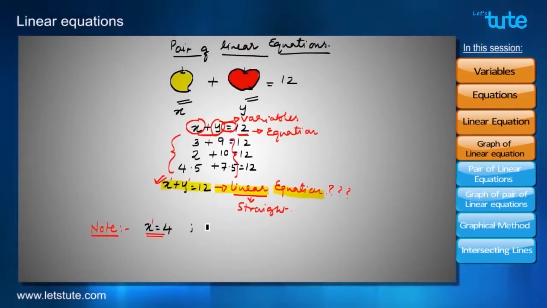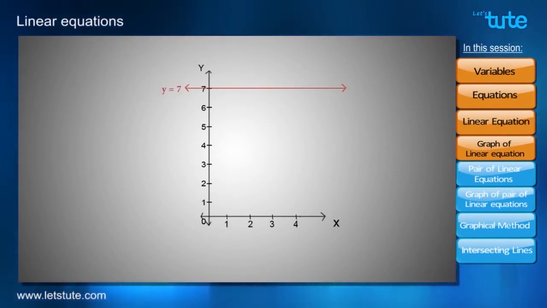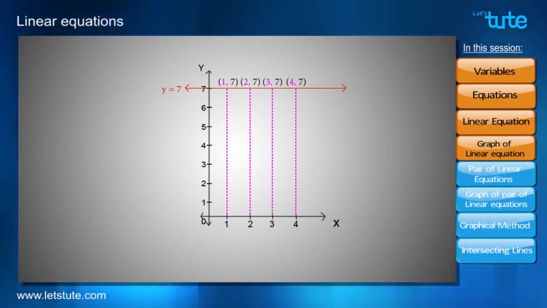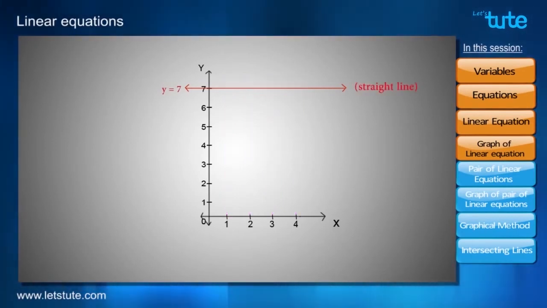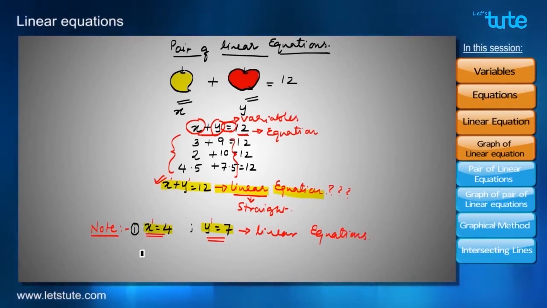Let's consider one more example like y equals to 7. Here again we can see that there is only one variable y and power of variable is 1. So let's see what the graph has to say about this equation. So here is the graph. This line passes through the point 7 on the y-axis, and this line is parallel to x-axis just because for every value of x we have value of y as 7. So this gives straight line, so therefore it is called as linear equation. So from this we come to know equations like x equal to 4 and y equal to 7 are also called as linear equations. We can take this as note number 1.